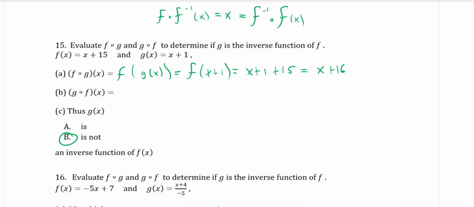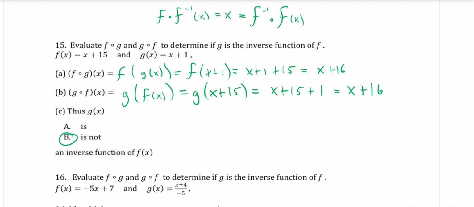Let's finish the question though by answering what is g of f of x? Well, this is going to be g of f of x, which is g of x plus 15 then. g says add 1 to my input, so I take x plus 15 and I add 1 to that. And although these two do match, they're not the identity function. So these aren't inverses of each other.